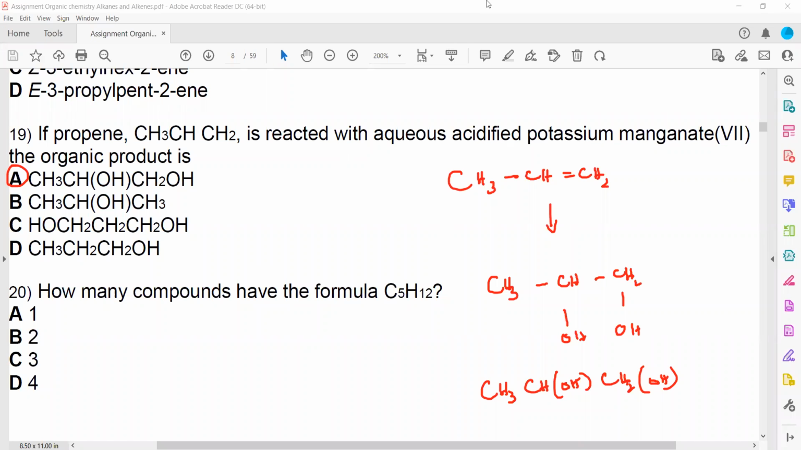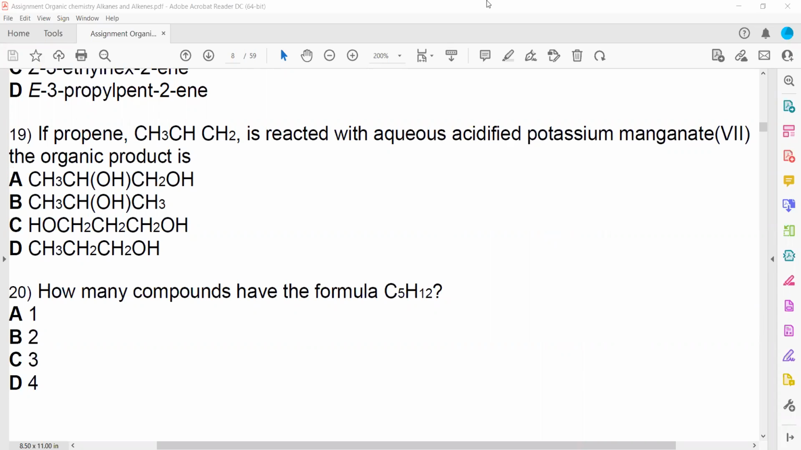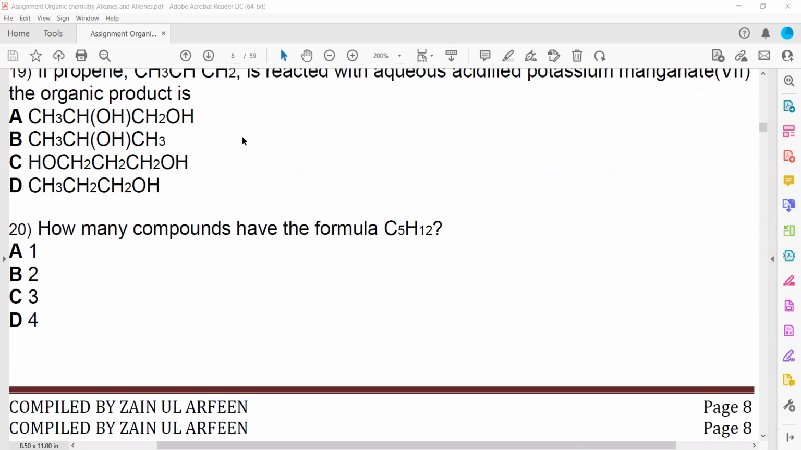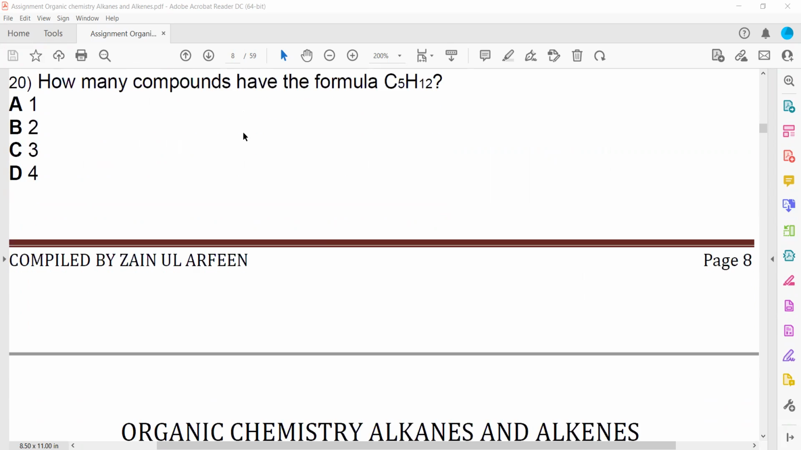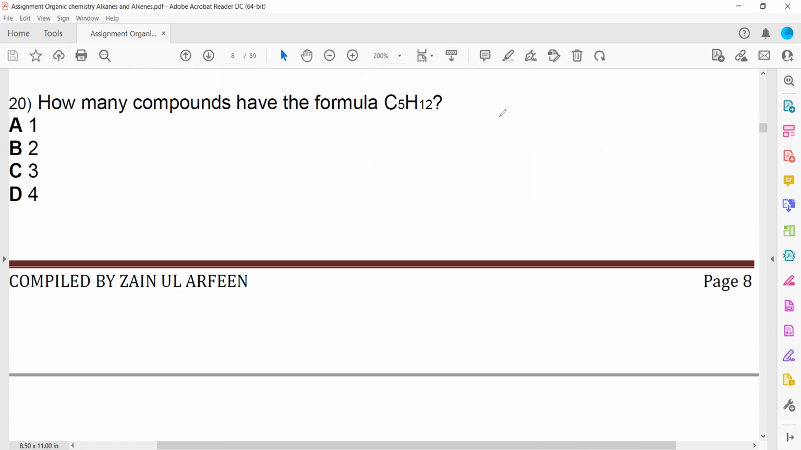How many compounds have a formula of C5H12? It means how many isomers are there for C5H12? So we have to draw the possible isomers. We may have first all the carbons in a straight chain, so one isomer. Then we have 4 in a straight chain, then a branch on the second.